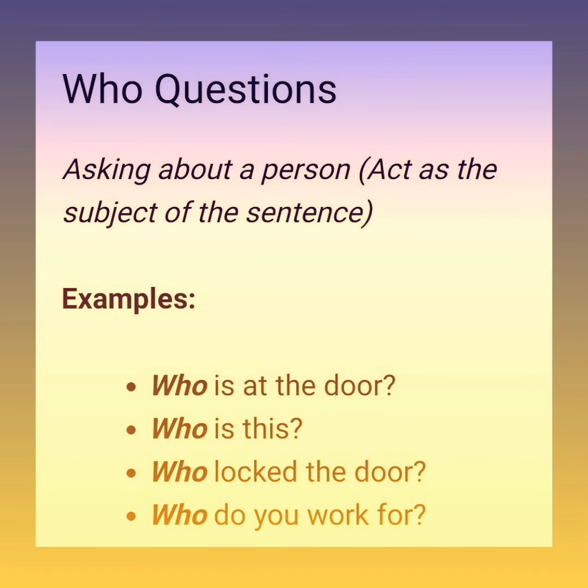Who questions. Asking about a person. Act as the subject of the sentence. Who is at the door? Who is this? Who locked the door? Who do you work for? So this who acts as the subject, and after the auxiliary verbs comes the object, not the subject.